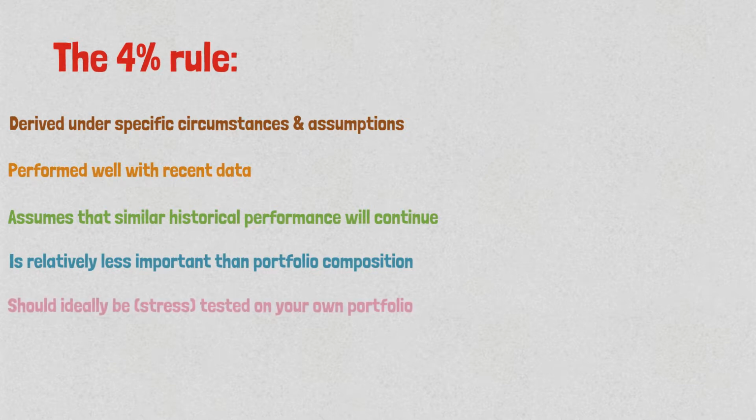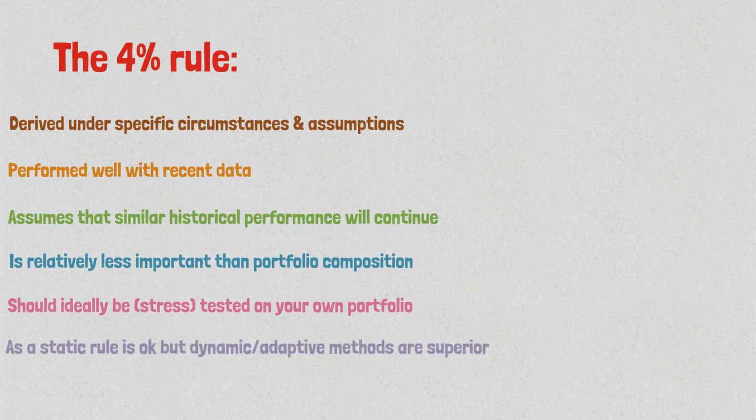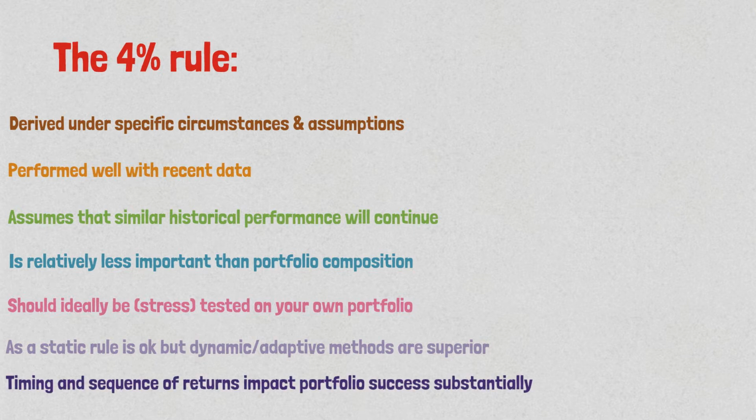If you want to pick a fixed withdrawal percentage, then it's best to stress test the portfolio against ideally more than historical data through Monte Carlo simulation, for example. Or even better, adopt an adaptive strategy where your withdrawal is tailored to your goals and your portfolio status. Finally, the timing of withdrawals is important. Getting your timing wrong can have a negative impact on your portfolio.